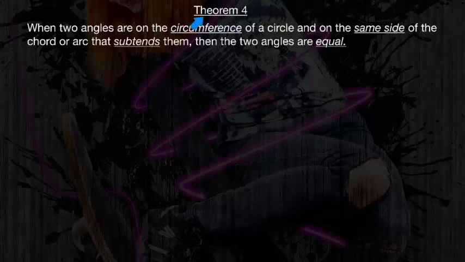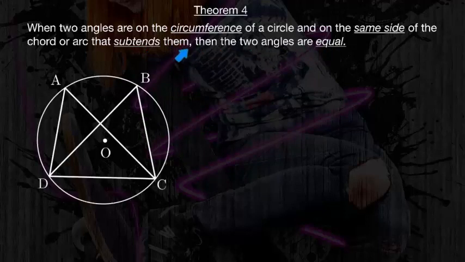Hi everyone and welcome. In today's lesson we'll be looking at theorem 4, and what does it say? It says that when two angles are on the circumference of a circle and on the same side of the chord or arc that subtends them, then the two angles are equal. Now let me quickly show you what all of this means.